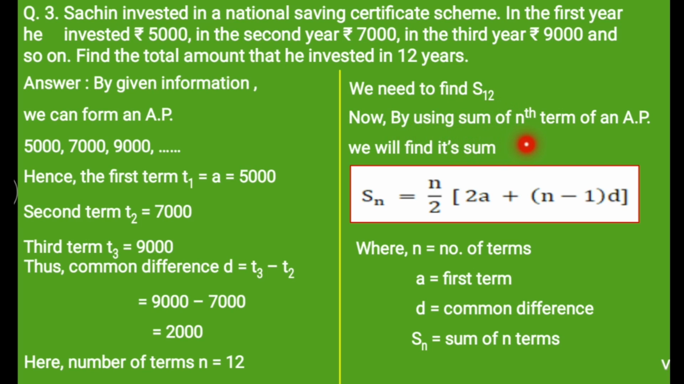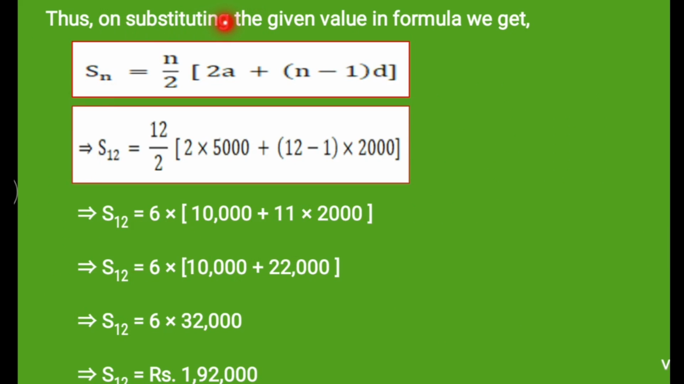Now by using the sum of n terms of an arithmetic progression we will find its sum. So we use the formula Sn equals n by 2 into 2a plus n minus 1 into d. We know that n is number of terms, a is first term, d is the common difference, Sn equals sum of n terms. So we substitute the values. Thus on substituting the given values in the formula we get.